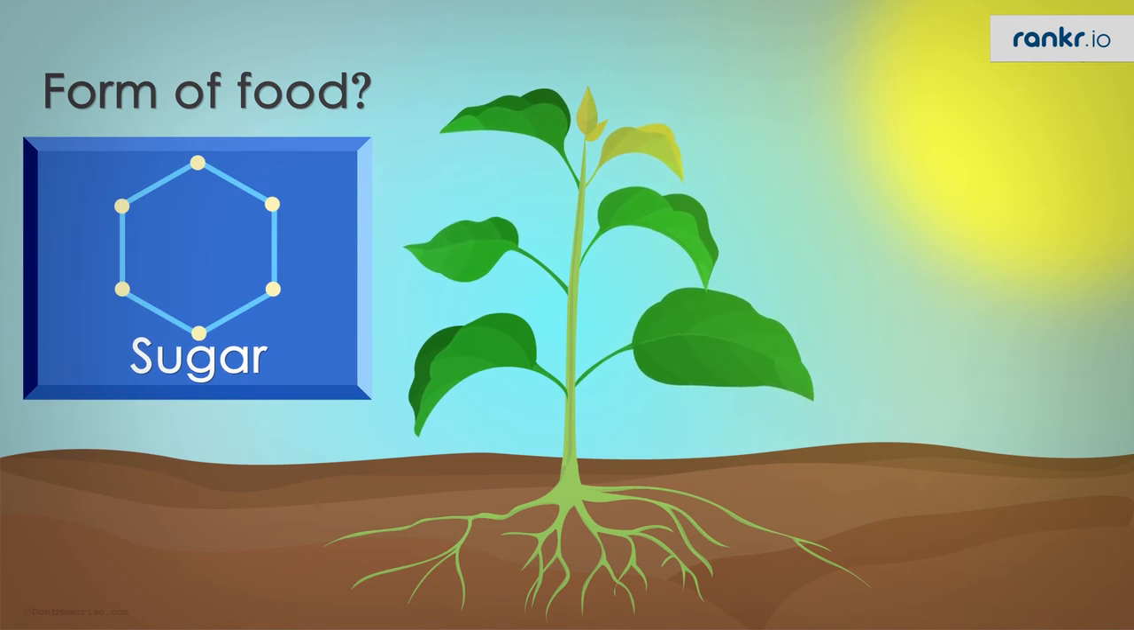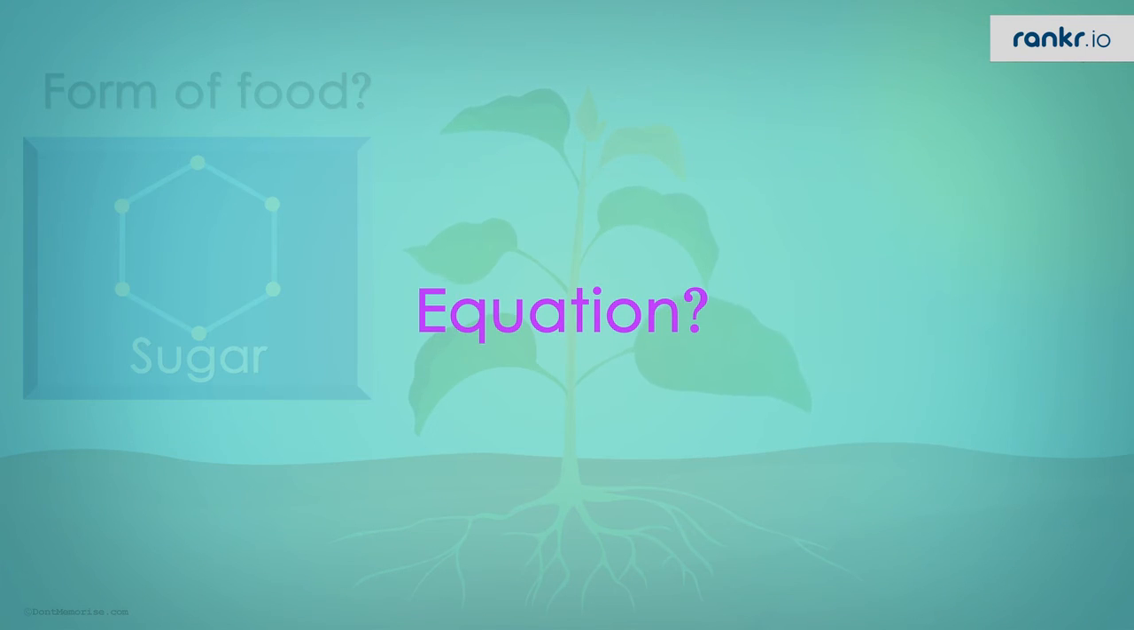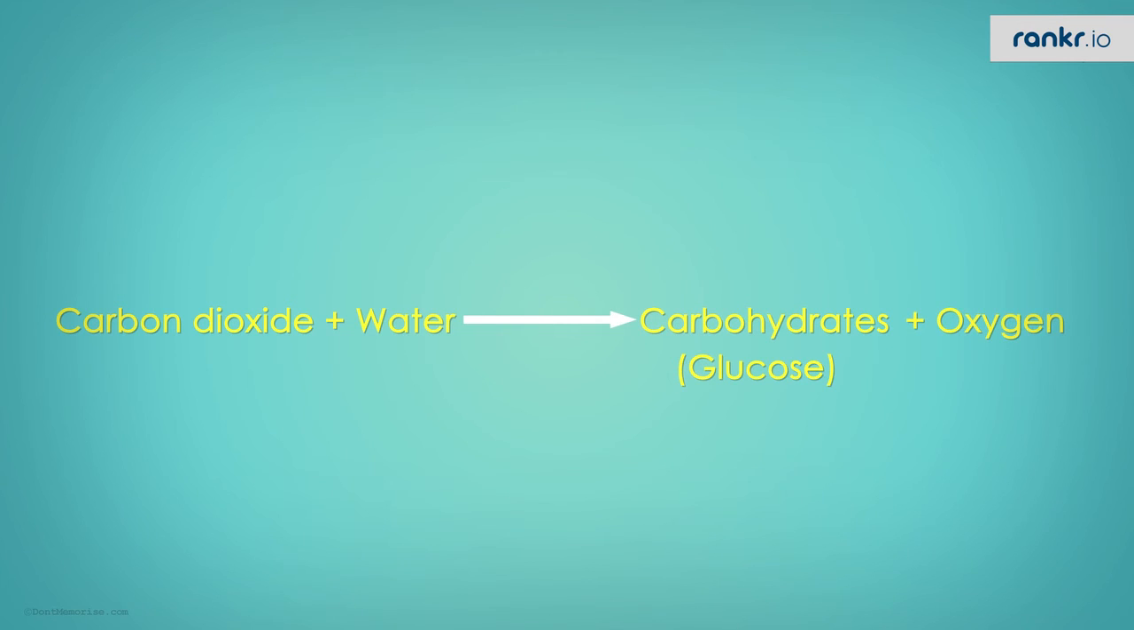It's transported to all other plant parts for proper growth and maintenance. So can we frame an equation for this process of photosynthesis? Let's try doing it. We have carbon dioxide and water that are converted into glucose, which is a carbohydrate, and oxygen that is released as a byproduct. And all this happens only in the presence of sunlight.